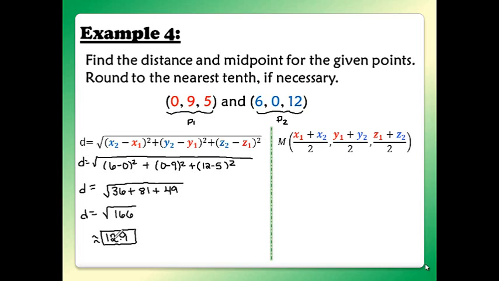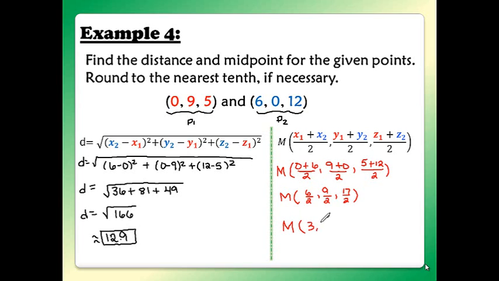Let's look at the midpoint. For the midpoint, we add the x coordinates together, divide by 2, and so on. Here's what I get when I substitute in my coordinates. When I simplify, I find the midpoint is (3, 4.5, 8.5).